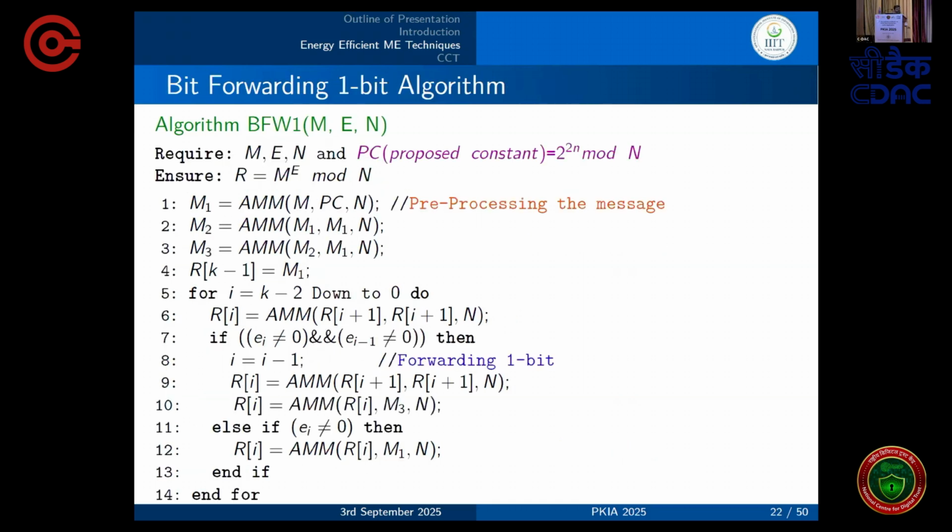Okay, now our technique, what is happening? In this algorithm, which we are naming the bit forwarding 1 algorithm, we are forwarding 1 bit. Same as before, at the 5th step we are scanning the bits from left to right. At the 6th step, I am performing the square operation, because for every bit we need to perform a square operation. Then I am checking the consecutive occurrence of 2 ones. If there are 2 consecutive ones, then I am forwarding a bit at the 8th step. Again I am performing a square operation, because two bits are there, therefore 2 square operations are required.